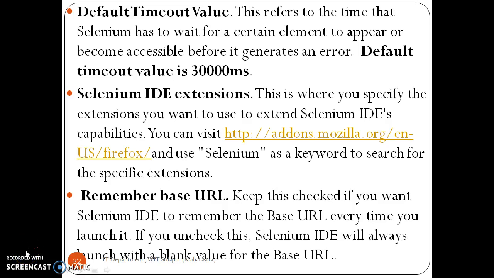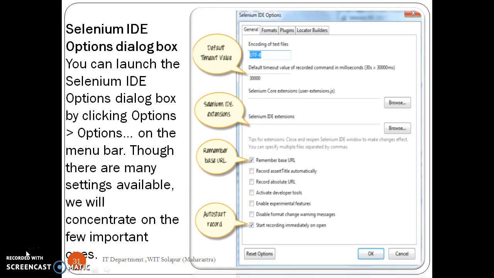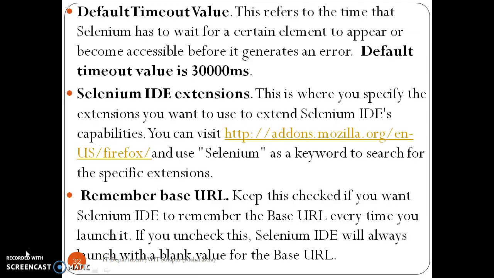Welcome guys. So next we will continue with the features of Selenium IDE. The next is the default timer. In the previous video tutorial we discussed the Selenium IDE options dialog box contents. In the options dialog box we discussed the default time value, which refers to the time that Selenium has to wait for a certain element to appear or become accessible before it generates an error. The default time value is 30,000 milliseconds.